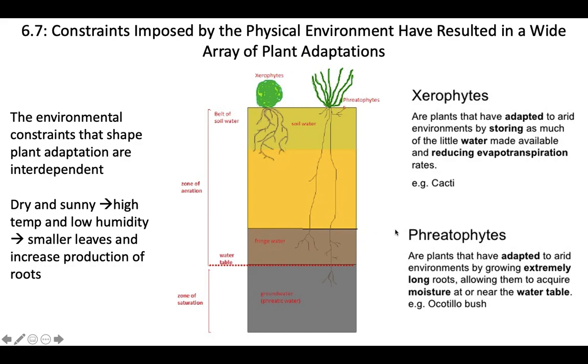Now you have, and I'm probably going to mispronounce this, phreatophytes, which are different desert adapted species. These are plants that are also adapted to water availability, but they have a different strategy. So what they do is they grow extremely long roots. So instead of storing the water made available to them, they dig down deep into the soil so that they can hit groundwater, and that allows them to obtain water straight from the water table. So ocotillo, which is a really cool plant, is an example of a phreatophyte.